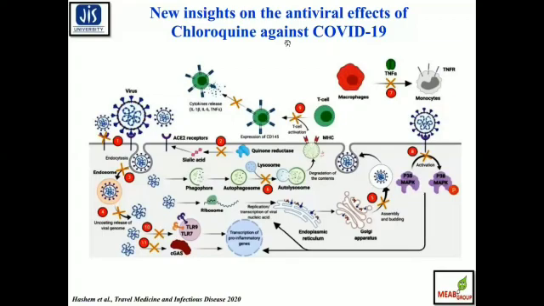the ACE2 is angiotensin converting enzyme, MHC represents the major histocompatibility complex, TLR represents toll-like receptor, cGAS represents cyclic GMP-AMP synthase, and MAPK is mitogen activated protein kinase.